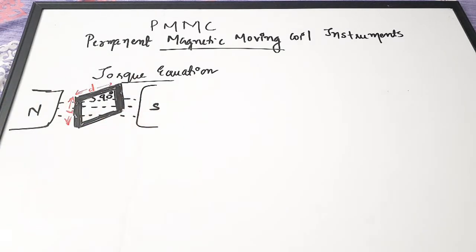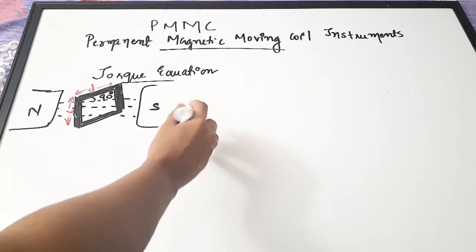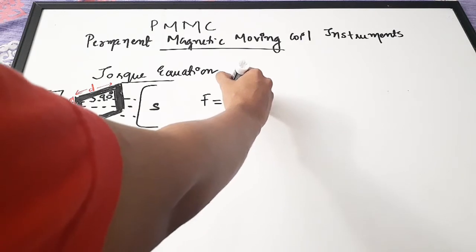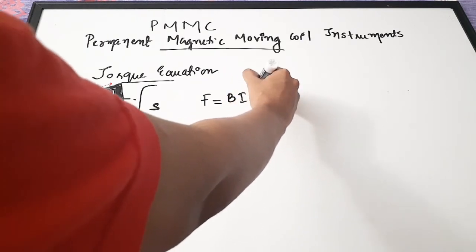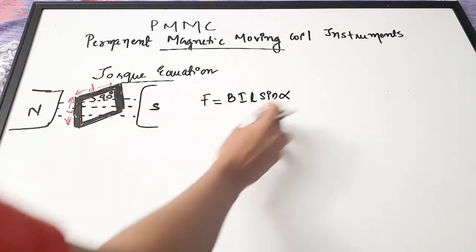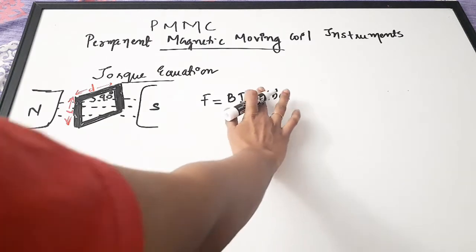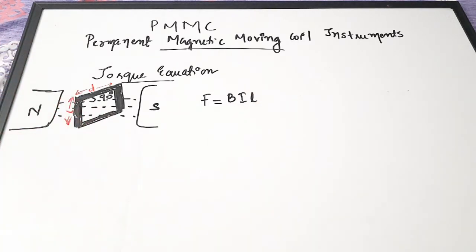Now what is the force experienced by the coil? We'll start with the force. The force experienced by the coil due to the magnetic field is given by F equals B into I into L into sine alpha. Now alpha is the angle between the conductor and the magnetic field. Alpha is 90 degrees, sine 90 degrees is 1, so we can cancel it out. So the equation for force is obtained as B into I into L.